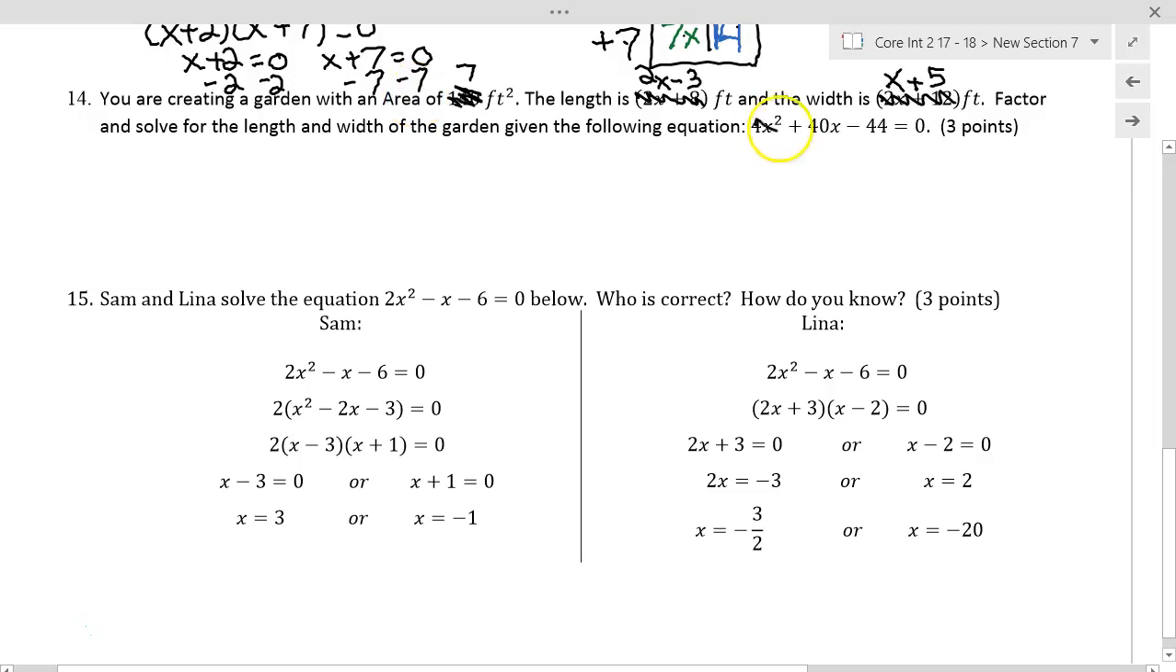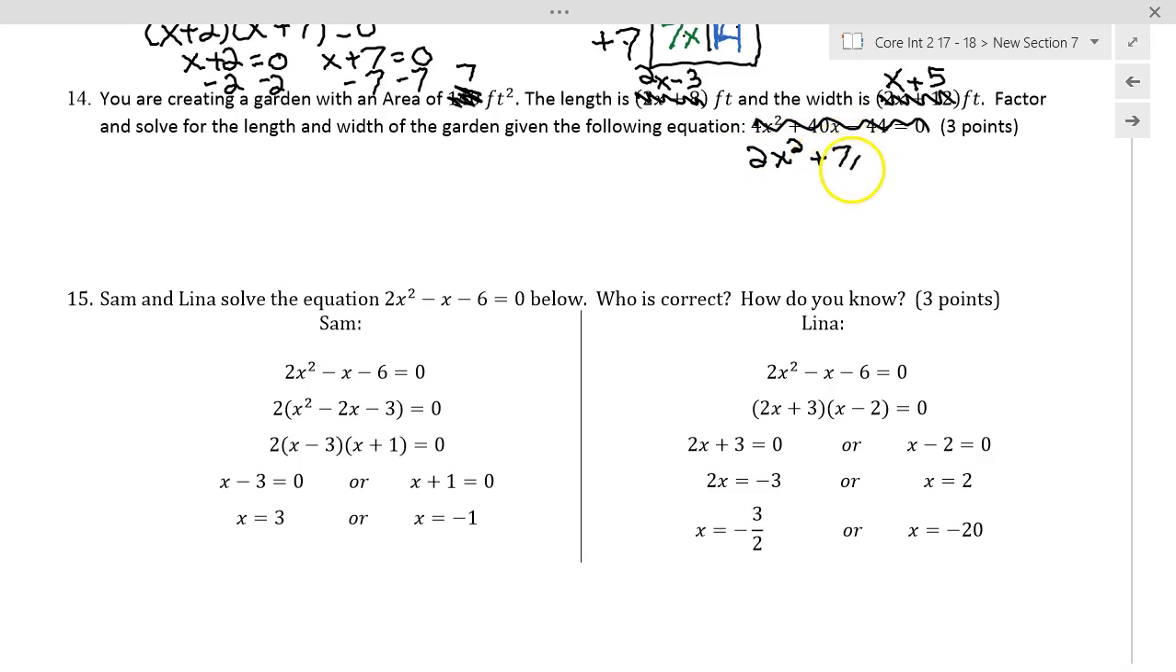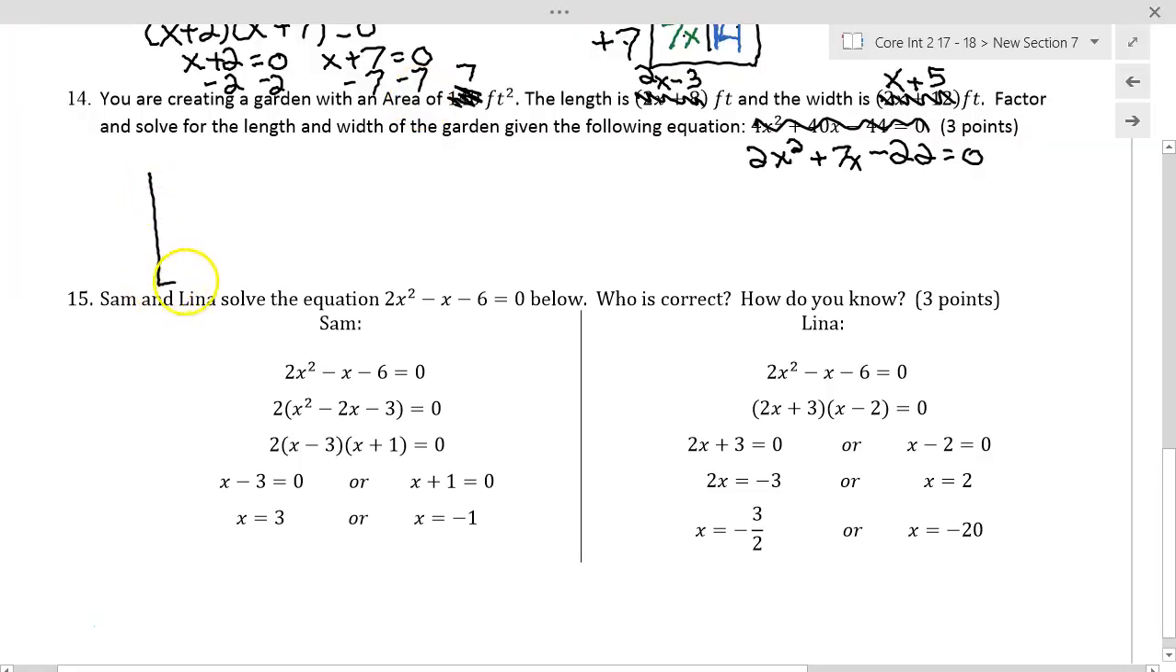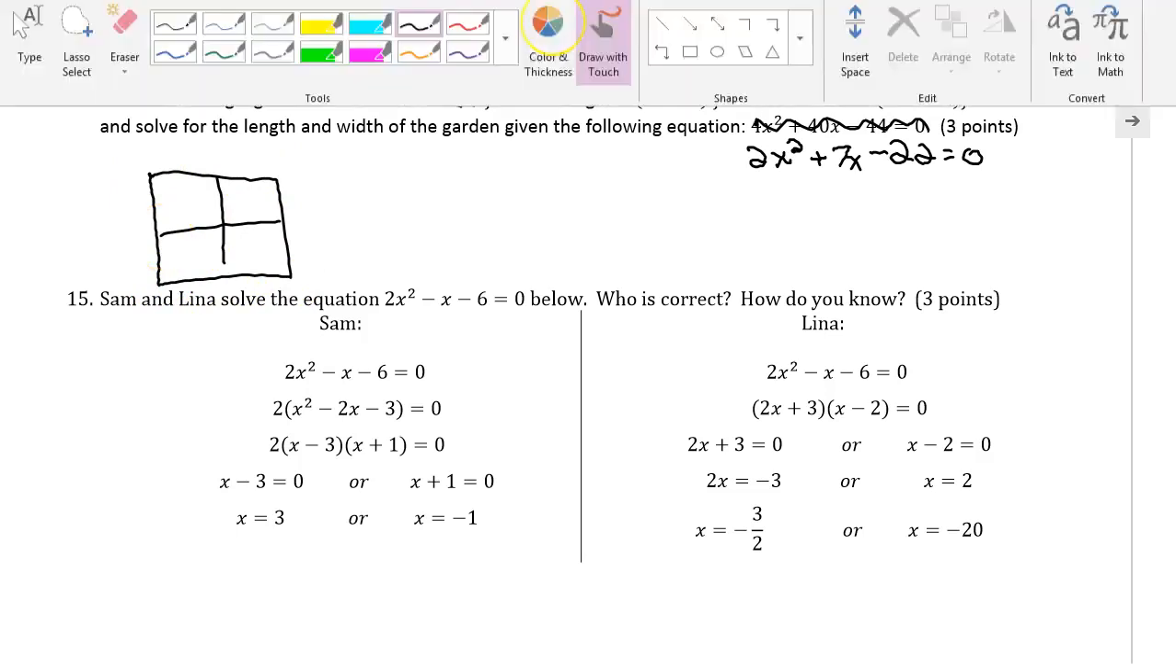2x squared + 7x - 22 = 0. So, this is what I am factoring. All the stuff before is pretty much just extra information.